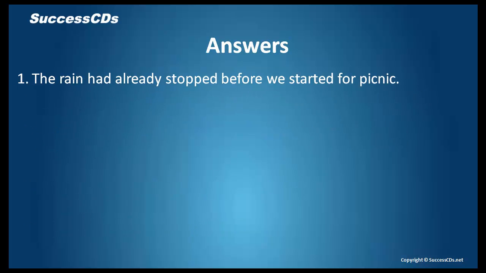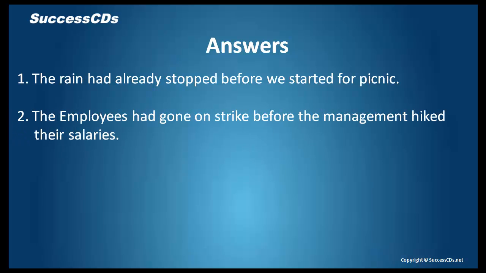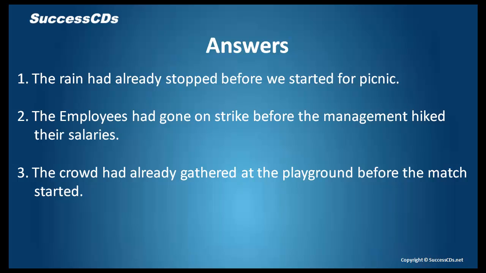Now, before we have a look at the answers, we must understand that the action which took place first has to be described by using past perfect tense. The rain had stopped before we started for picnic. The employees had gone on strike before the management hiked their salaries. The crowd had already gathered at the playground before the match started.